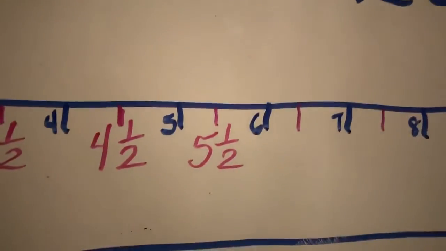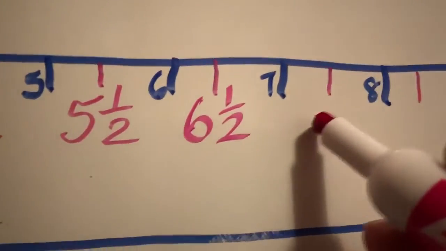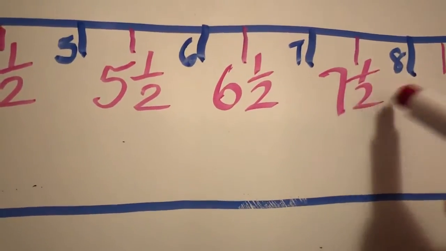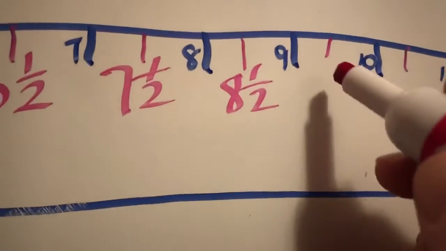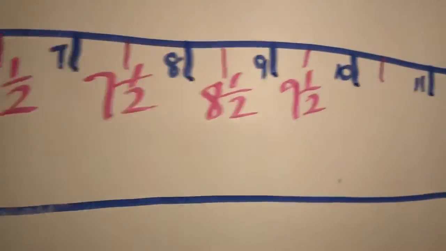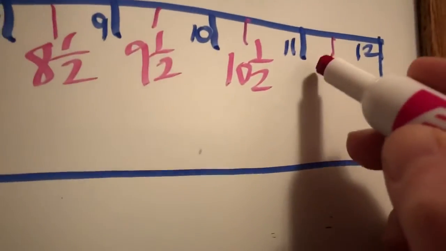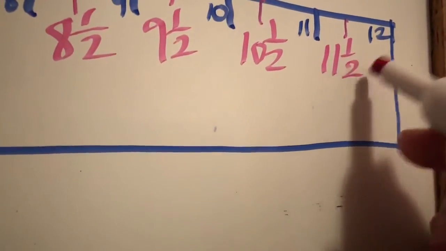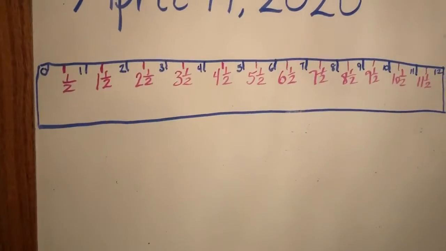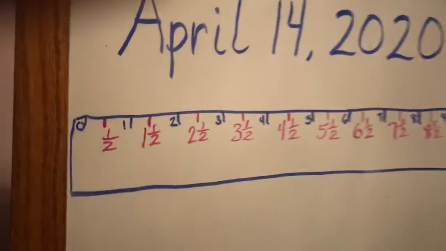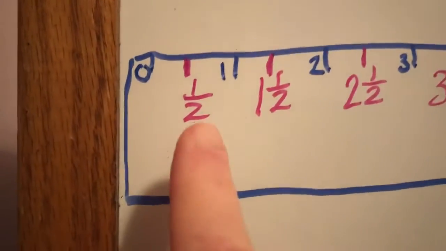Okay, let's keep going. 6, 6 and 1/2, 7, 7 and 1/2, 8, 8 and 1/2, 9, 9 and 1/2, 10, 10 and 1/2, 11, and 11 and 1/2. Okay, and that is all the half-inch markings on the ruler. All right, let's go back down to the 0 here. Okay, you'll notice, remember I had to correct that one.